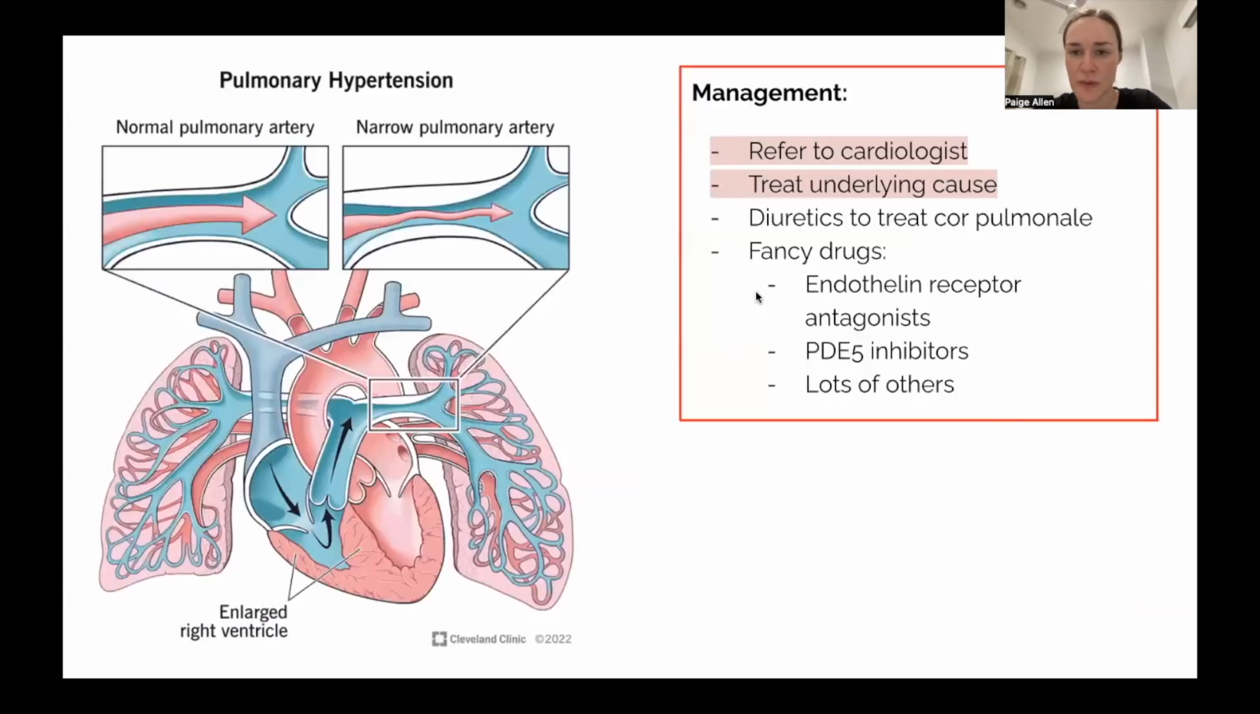In terms of what you actually do about it, this is a cardiac problem, so you refer to a cardiologist. They're probably already going to be seeing a respiratory physician as well for their COPD, I would assume, because that's the most likely cause. And you just treat the underlying cause. You can use some of these fancy drugs, but those are all cardiologist managed anyways. So it's not managed with all the same drugs that you would use for left-sided heart failure.